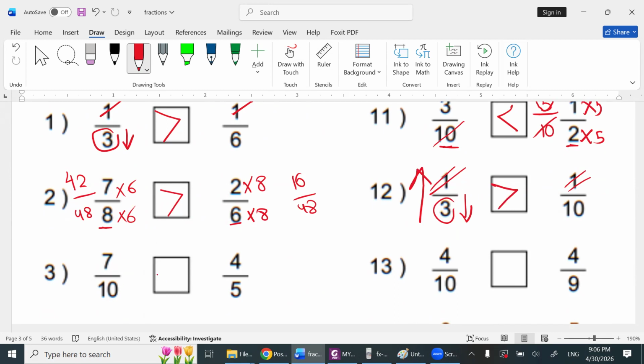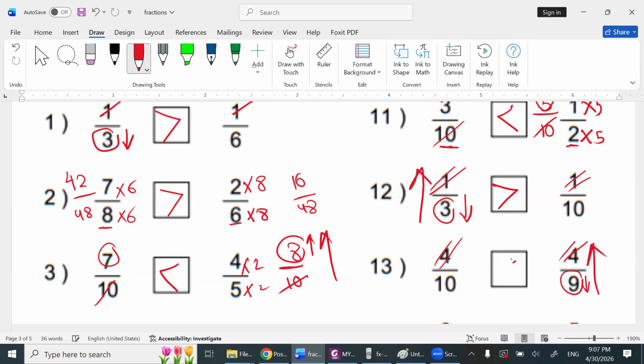7 over 10 and 4 over 5. You can convert 5 to 10, multiplying by 2 up and down, so it will be 8 over 10. The denominator is now the same. Looking at the numerator, the bigger the numerator, the bigger the fraction. So 8 over 10 is greater than 7 over 10. And 4 over 10 and 4 over 9, which fraction is greater? If we have the same numerator, the smaller denominator gives the bigger fraction.